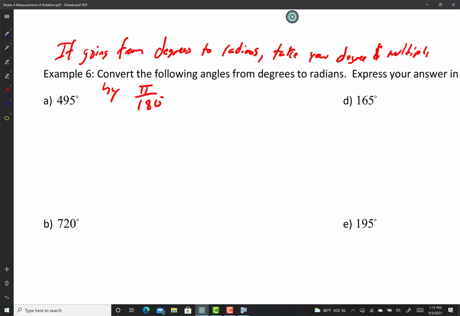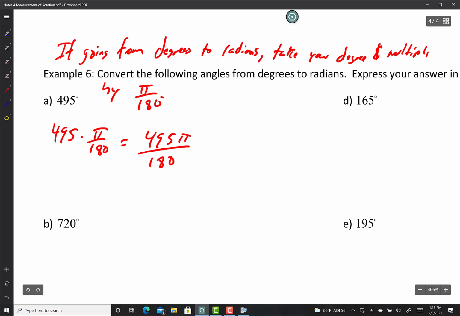All right, so check it out. I'm going to take this 495 and multiply by pi over 180, and you get 495 pi over 180. And don't leave it like that. Let's reduce it. So how do you reduce it?